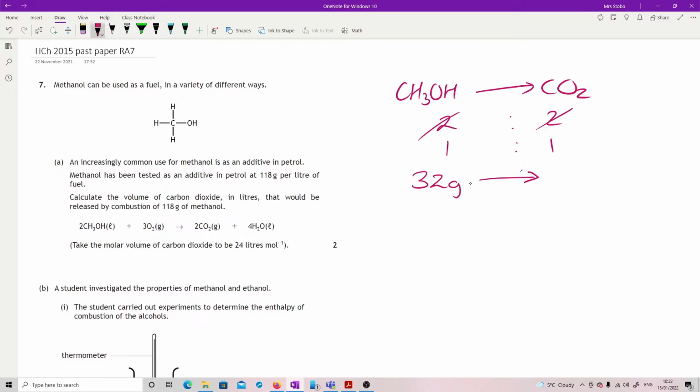But I'm not going to go to grams. I could say 44 grams and then do a change to litres afterwards. But what I can say is, well, 1 mole of carbon dioxide in litres is 24 litres. So 32 grams of methanol gives me 24 litres of carbon dioxide. So 118 grams of methanol, just do proportion. So 118 divided by 32 times by 24. I'd already worked that out. Where is it? Yes, 88.5 litres.